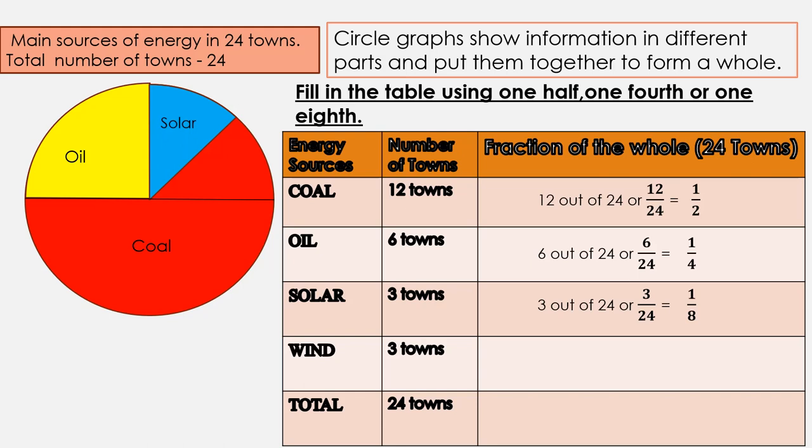Similarly, for 3 towns, the main source of energy is wind. 3 out of 24, or 3 by 24, equals 1/8. So, 1/8 of the towns' main source of energy is wind.